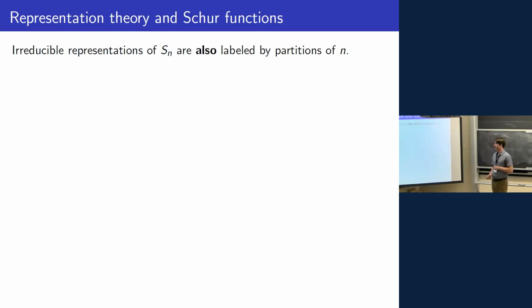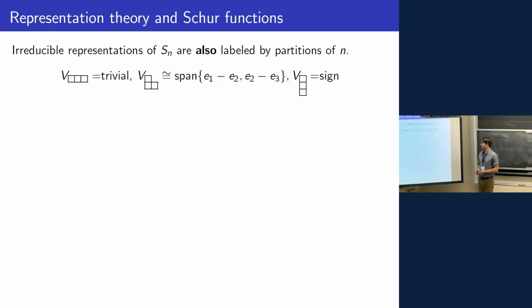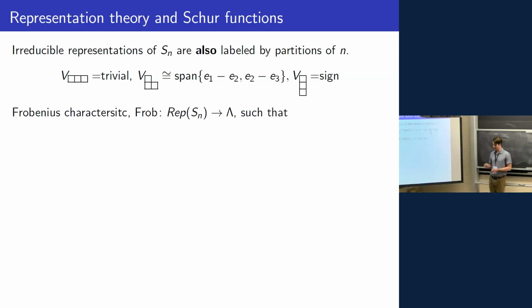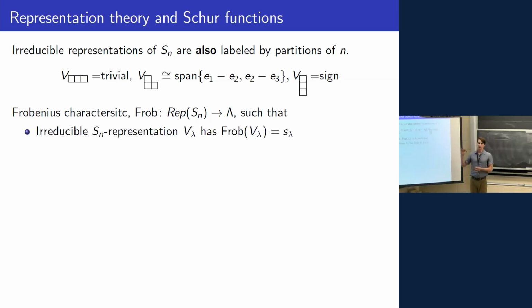Well, one reason is this is a fact from representation theory: irreducible representations of the symmetric group are also labeled by partitions of n. And so, for instance, if you want representations of S3, here's the three irreducibles. This is over a field of characteristic 0, like C. And people cooked up a map, the Frobenius characteristic, that associates to each representation of Sn a corresponding symmetric function. I'm not going to give you a definition of it, how to compute it, but there's a formula from the character table.